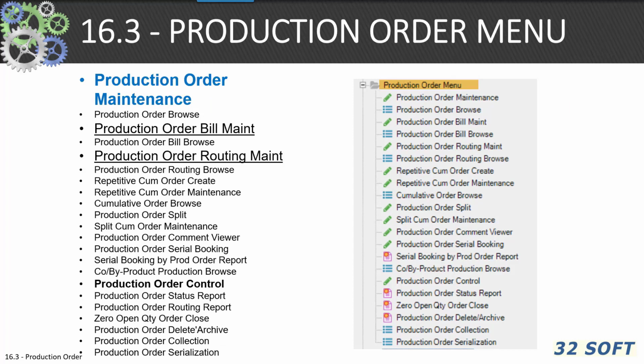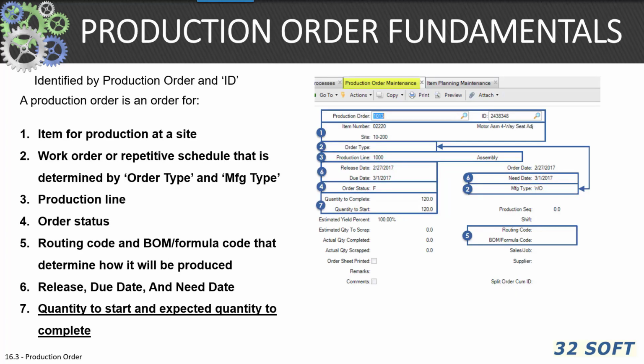The 16.3 is the primary menu that we're going to use for production orders. You've got your production order maintenance, bill maintenance, routing. We talked about the patrol, but there's a whole bunch of other functionality that you should investigate for that. The production order fundamentals itself, you create an item for production at a site, obviously. Then you've got the order type and the manufacturing type to determine how or what that production order is going to be. You define what production line you're going to create it on.